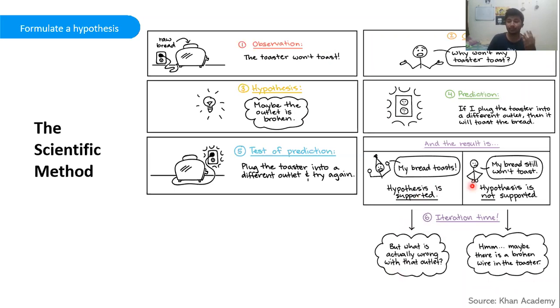But in case your toaster still does not work, this means your hypothesis was actually not right. The toaster wasn't working not because the outlet was broken. There was some other problem. So इसमें what would the next step be? Okay, if this is not it, then the reason must be something else. And based on this information, you will make a new hypothesis. So this is basically a good way to understand the scientific method.